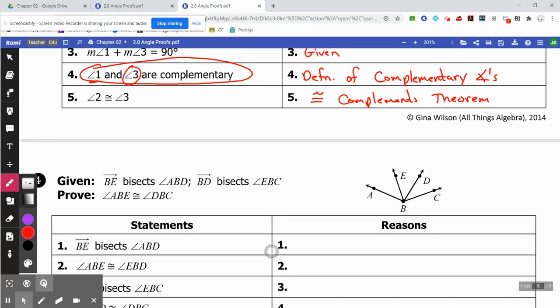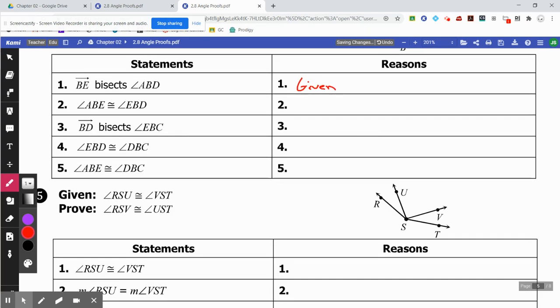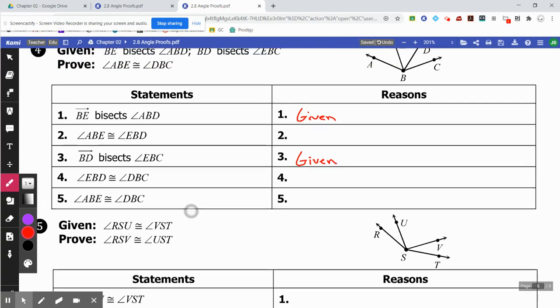Okay, on to number 4. Given that BE bisects, now this is another one of our definitions, BE bisects ABD. So here is BE and here is ABD, so that's a bisector. Also BD bisects, and here's BD, this angle. So first off, our givens, and we could have actually combined a lot of stuff here. We're given that BE bisects ABD, and we're also given that BD bisects EBC.